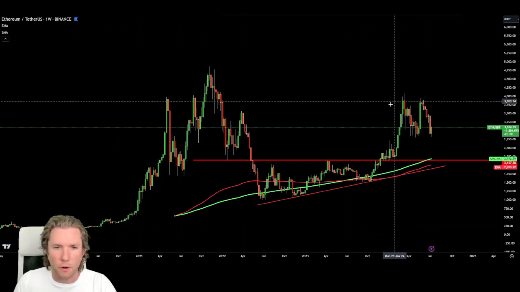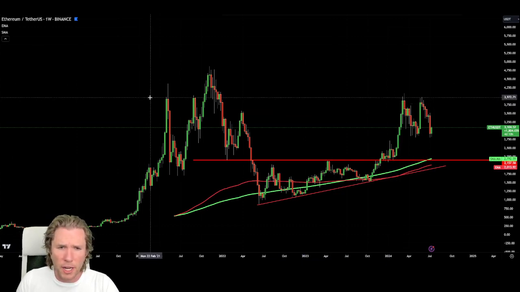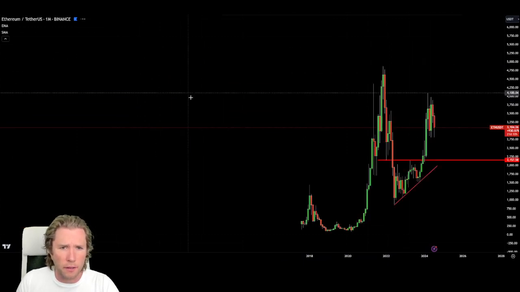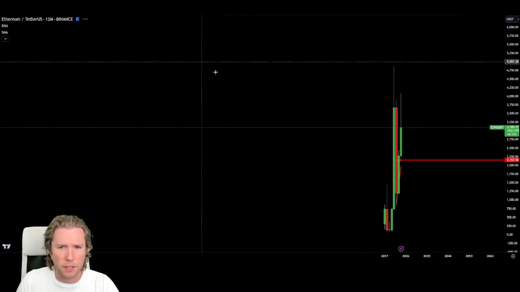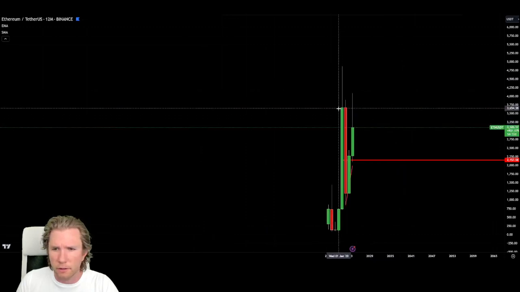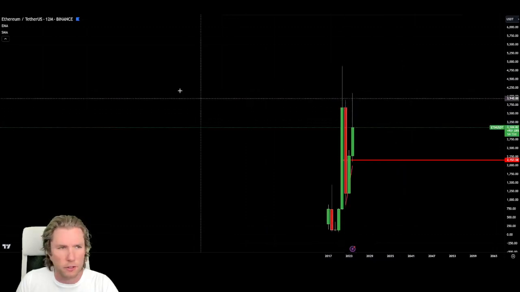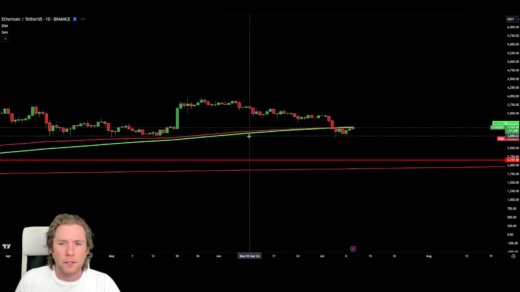It went all the way up to 4,000, where we rejected at, I think it was the monthly level or the yearly level or something. Yeah, so this yearly level, 3,700. So let's zoom back out.